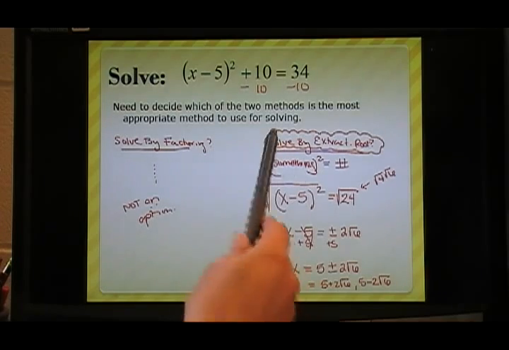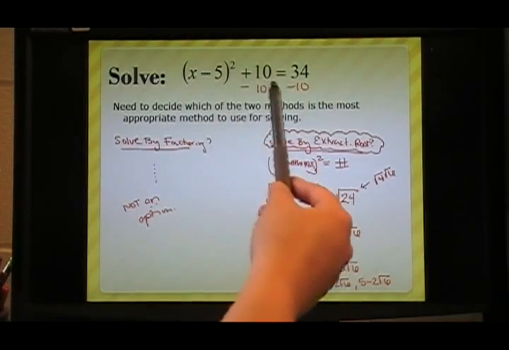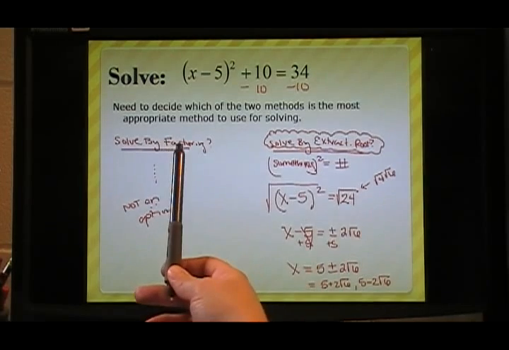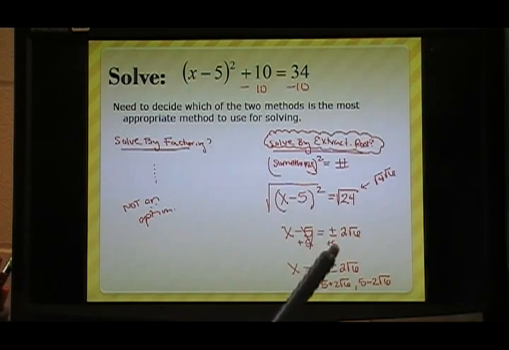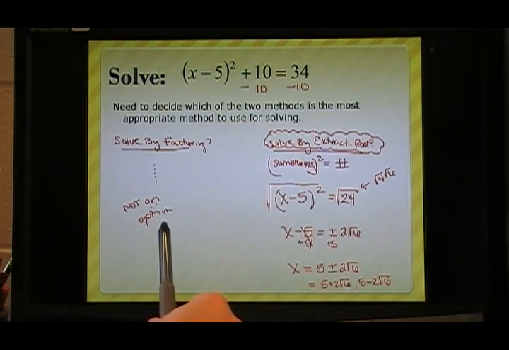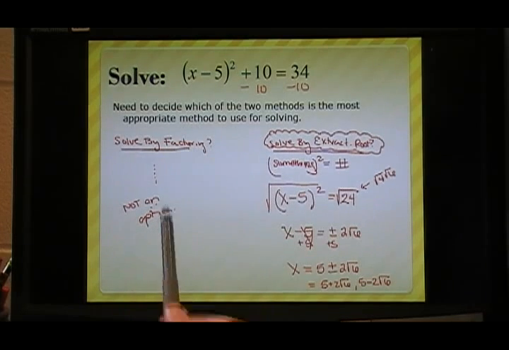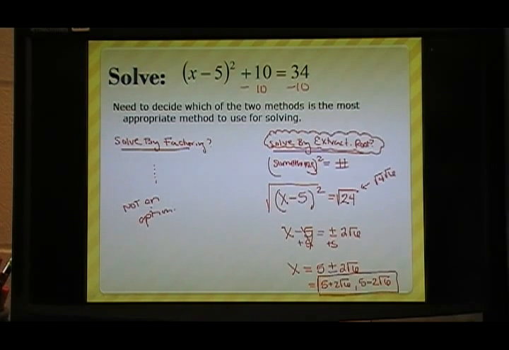The only types of quadratic equations that you can solve by factoring, using the traditional sense of factoring, would be those that have rational solutions. No i's, no roots. So 5 plus 2 root 6 is a solution. Also 5 minus 2 root 6 is a solution.